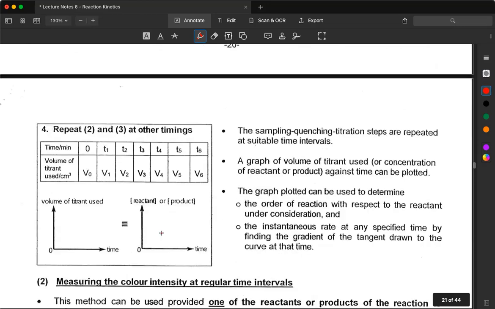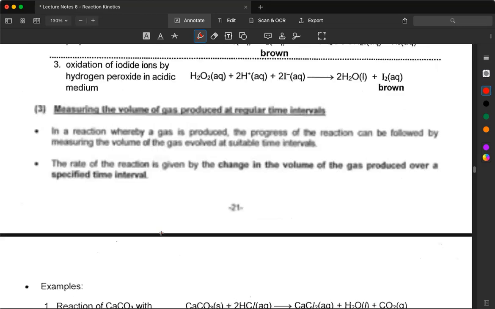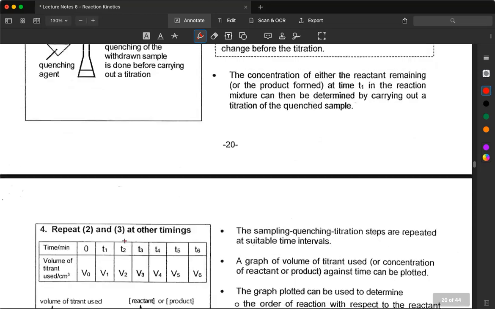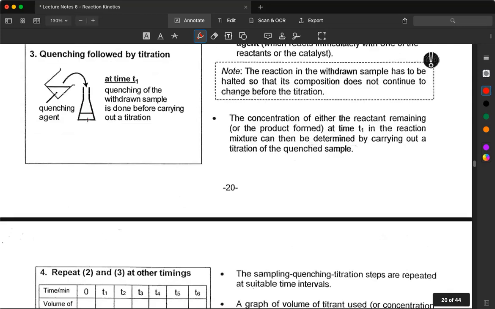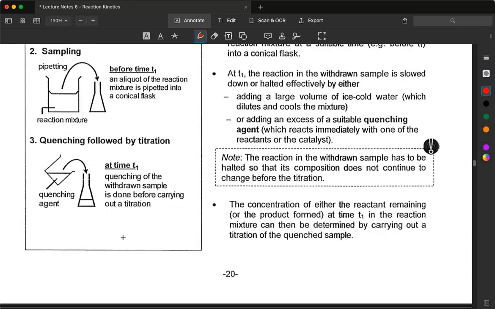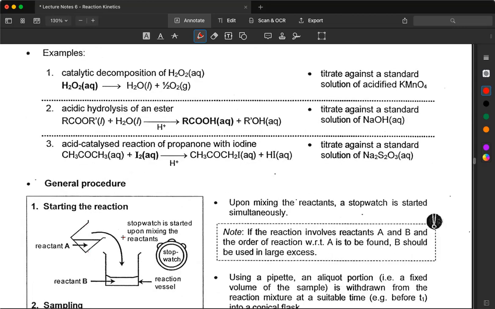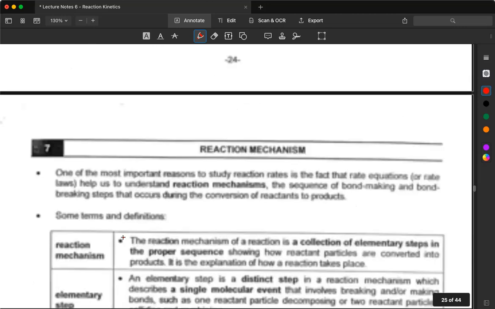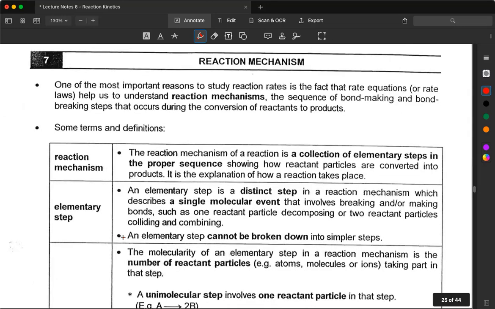Yeah, then you plot a graph. So this volume is the volume in the burette that is used to not neutralize, but react completely, because it could be a redox reaction, may not be neutralization all the time. Okay, now let's look at reaction mechanism.